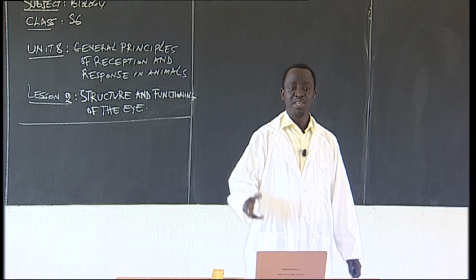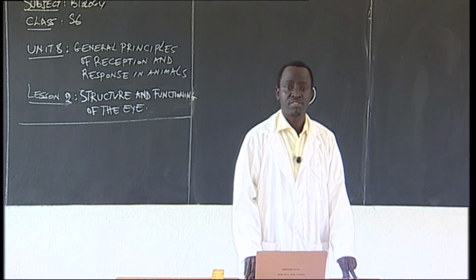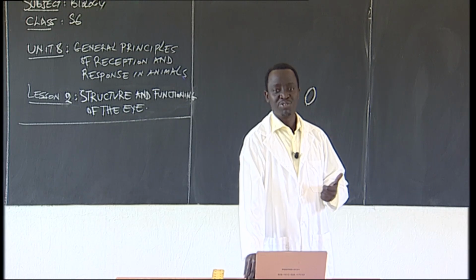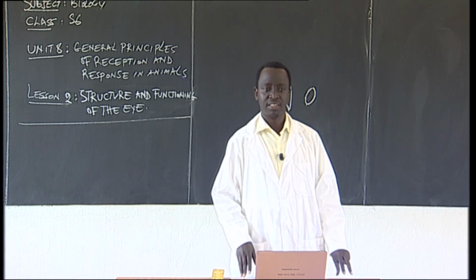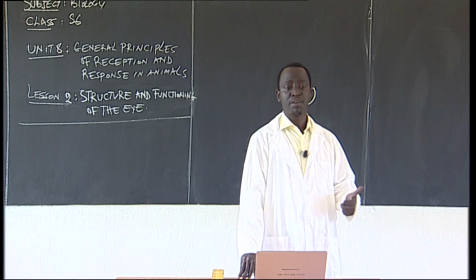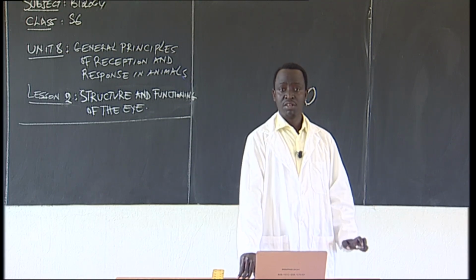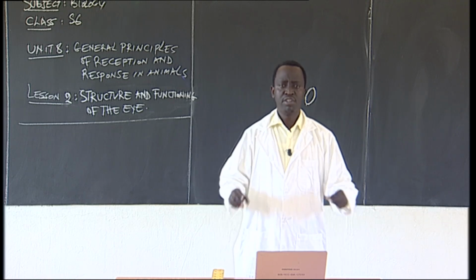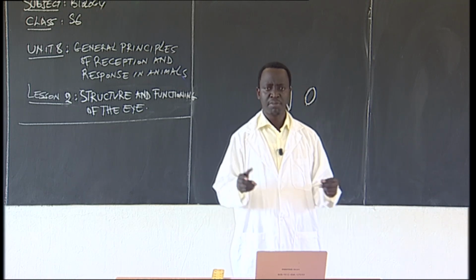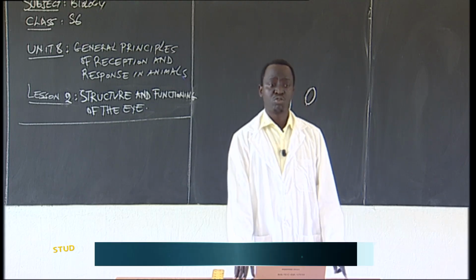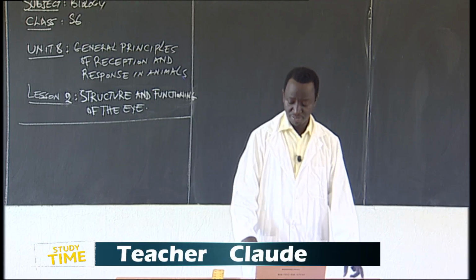The fovea contains the greatest concentration of cones. Actually, cones are there so that they can help you to see your image well. So there are no rods on what? On the fovea. The fovea enables a person to have detailed color vision. For example, you can see different colors at the same time: red, orange, green. That is helped by the fovea, which contains the cones.